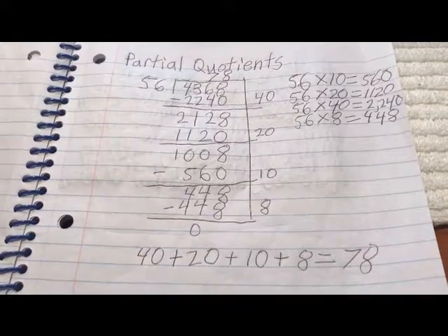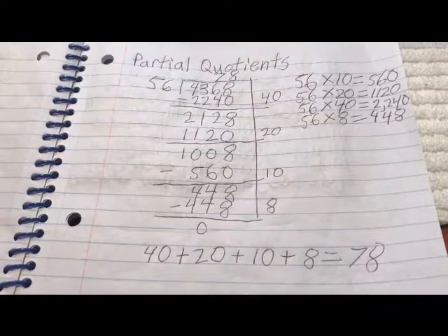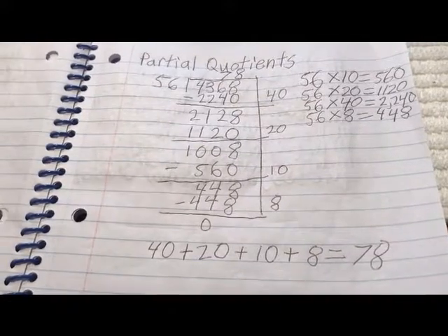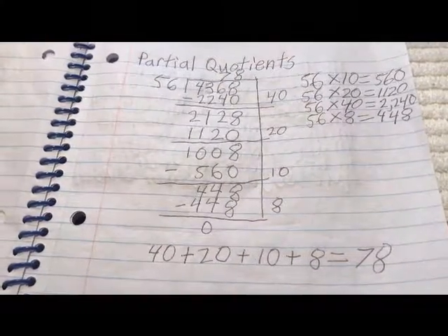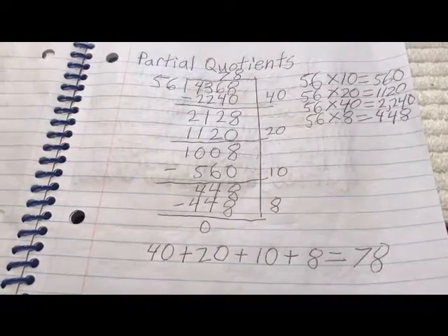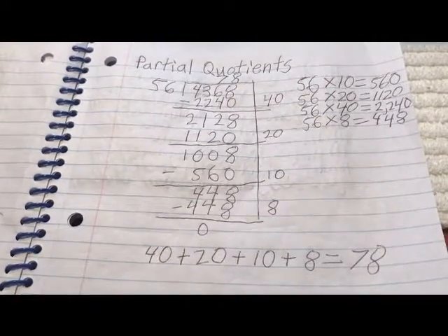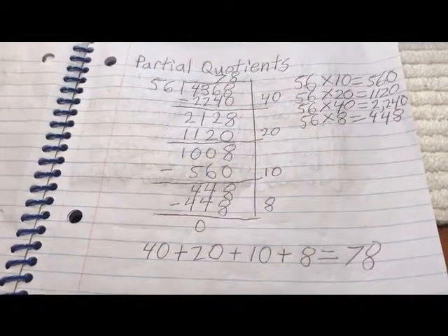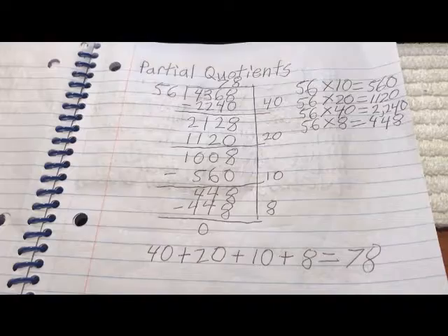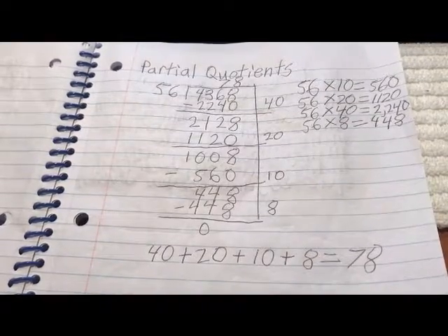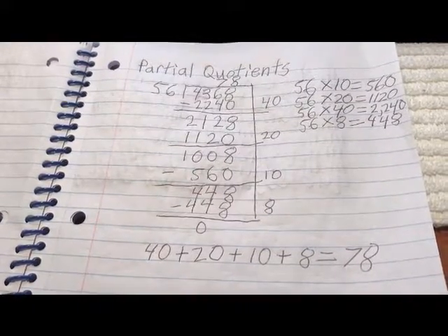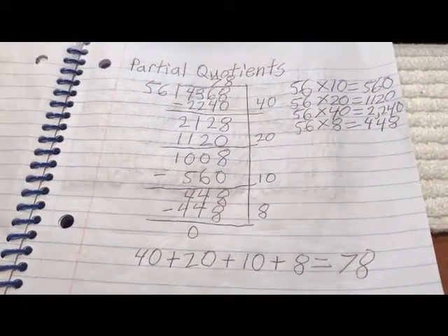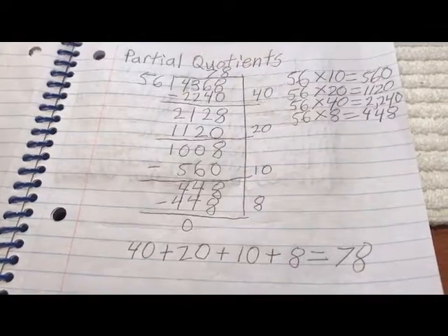This is 4,368 divided by 56, worked out using the partial quotients method. Notice we multiplied the 56 times 10, times 20, times 40, times 8 to get to the answer. So 56 times 40 is 2,240. 56 times 20 is 1,120. 56 times 10 is 560, and 56 times 8 is 448.